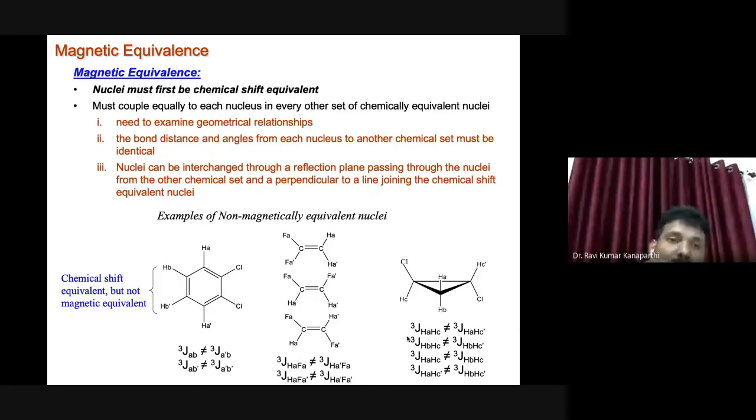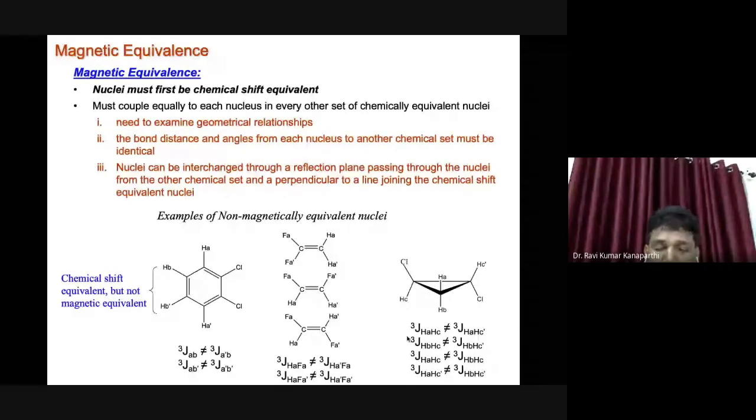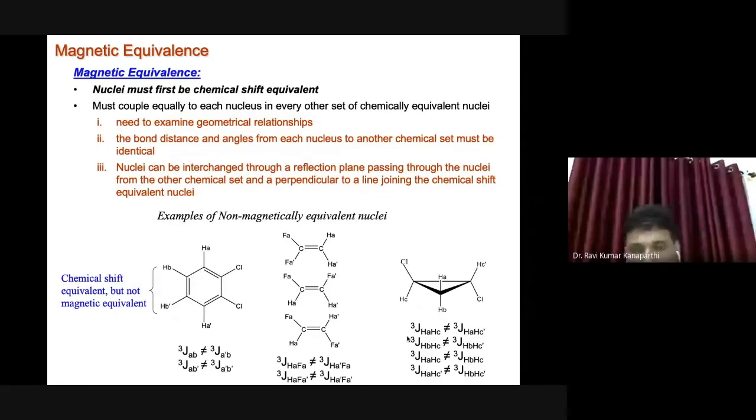These are slightly close terms, but there is a clear difference between chemical shift equivalence and magnetic equivalence. In the case of chemical shift equivalence, you need to have the same nuclei, and they should give the same chemical shift. They should resonate at one place. How do we know that two nuclei are chemically equivalent and resonating at one place? You can apply the symmetry rules, and if you get the same molecular structure, you say equivalent, otherwise not.